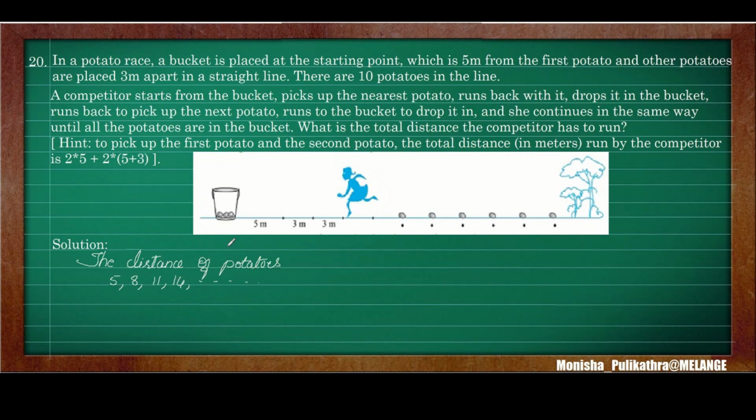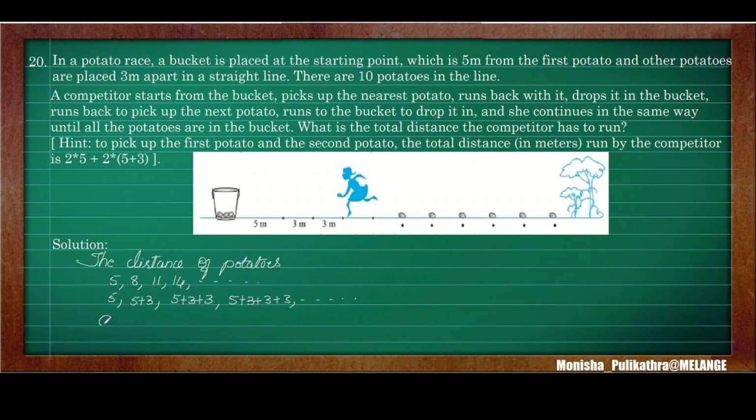How so? The starting distance is 5 meters, the distance of the first potato is 5 meters. Next it will be 5 plus 3, so the next potato is at 5 plus 3. Next it will be 5 plus 3 plus 3, then 5 plus 3 plus 3 plus 3, and so on. So it is 5, 8, 11, then 14, etc. This is the distance, and we can see that the sequence is in AP.